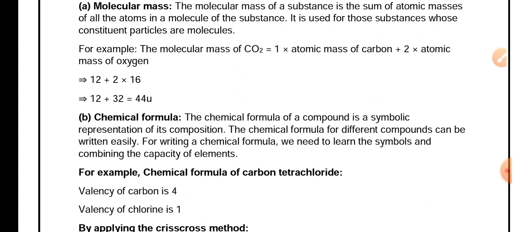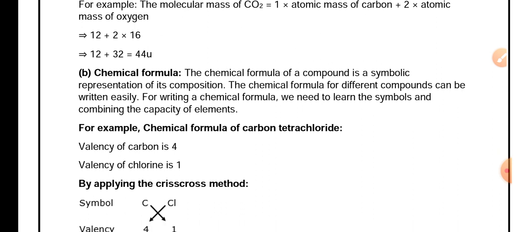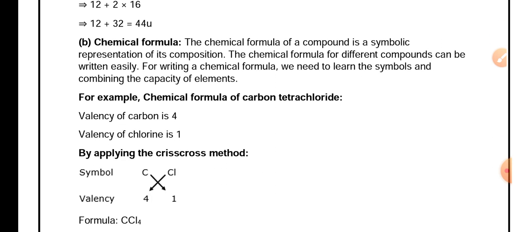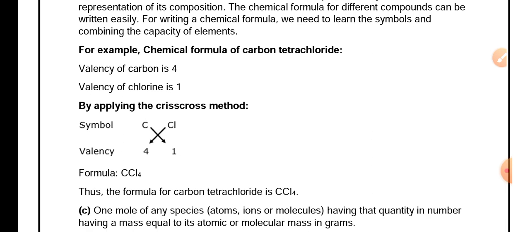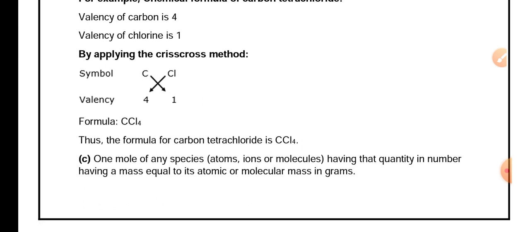For example, the chemical formula of carbon tetrachloride: the valency of carbon is 4 and the valency of chlorine is 1. Applying the crisscross method, 1 for chlorine, 4 for carbon. The formula is CCl4. Thus, the formula of carbon tetrachloride is CCl4.